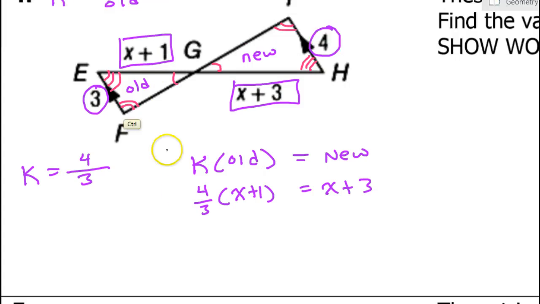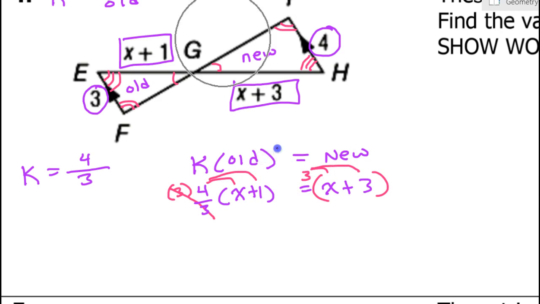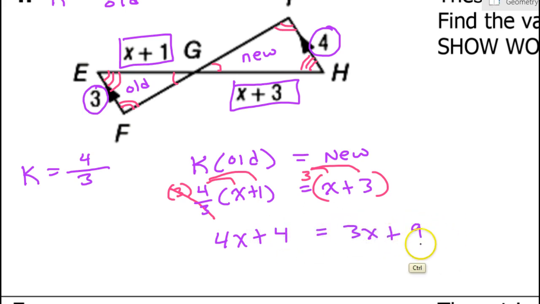The easiest thing to do would be to multiply both sides by 3. I'm multiplying by the denominator. So I'm multiplying both sides by 3. That way over here, these are going to cancel out. And then I can distribute this, and I will distribute that. So that is going to give me 4x plus 4 is equal to 3x plus 9. Then I will subtract 3x from both sides. So then I've got x plus 4 is equal to 9.